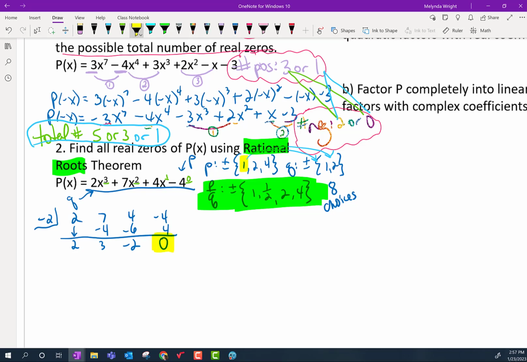This is what tells me, this means, the 0 means that x equals -2 is a zero. That's what that 0 means. Yay, I found one. The remainder is 0. Remember, what I have highlighted in yellow is called the remainder. That is the remainder.